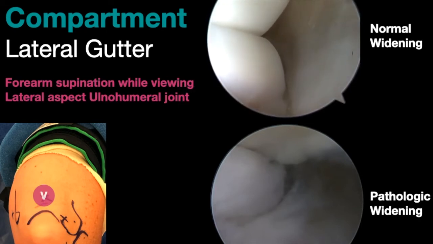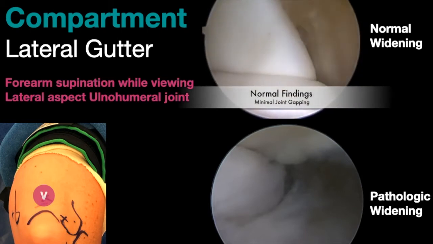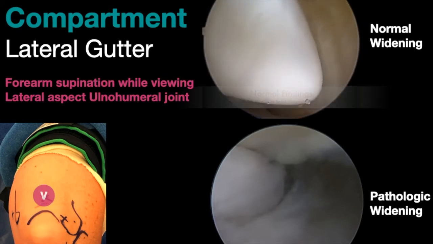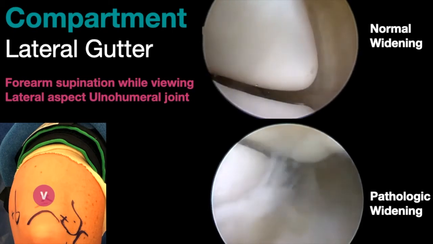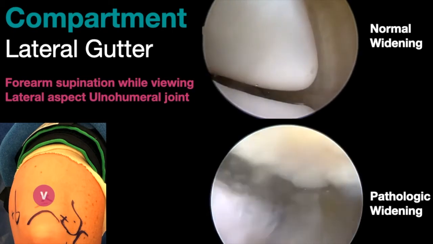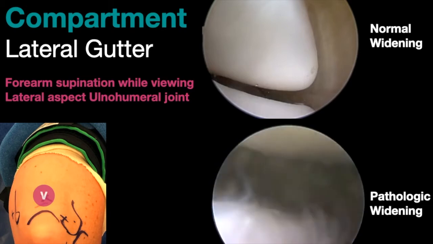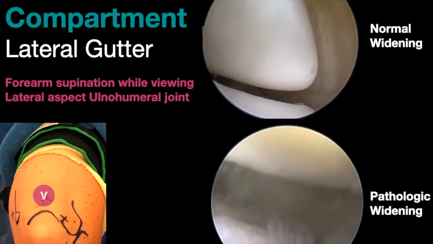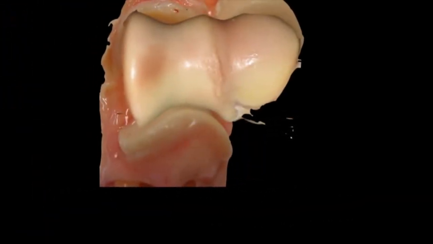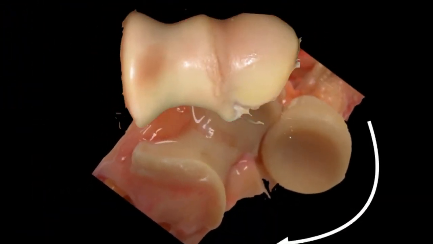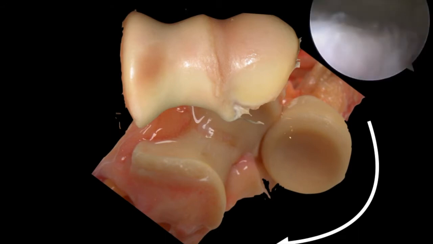With supination of the forearm in the normal elbow, you can see minimal joint gapping, although some gapping is normal. This is very different to the pathologic situation where there's gross widening of the ulnar humeral joint with simple forearm supination. This can be exacerbated by extending the elbow as well. What's happening is that with supination of the forearm, because the lateral ligament is incompetent, there's external rotation of the ulna relative to the humerus, leading to the gapping that we see in the arthroscopic image.